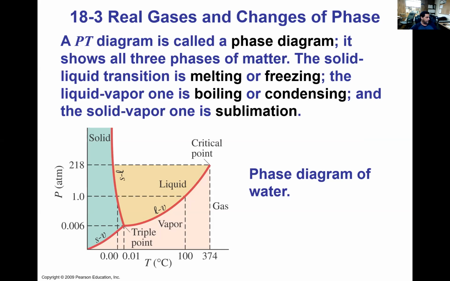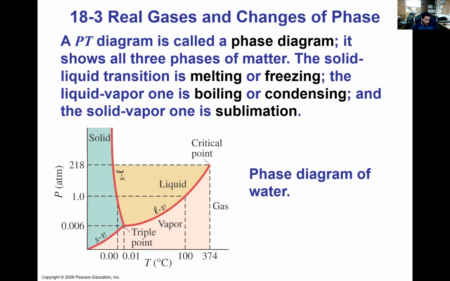So you have a solid region, liquid region, and a vapor region. Depending upon where you plot your temperature and pressure will tell you whether you're a solid, liquid, or gas. There's one point at which the substance can be solid, liquid, or gas, and that's called the triple point.